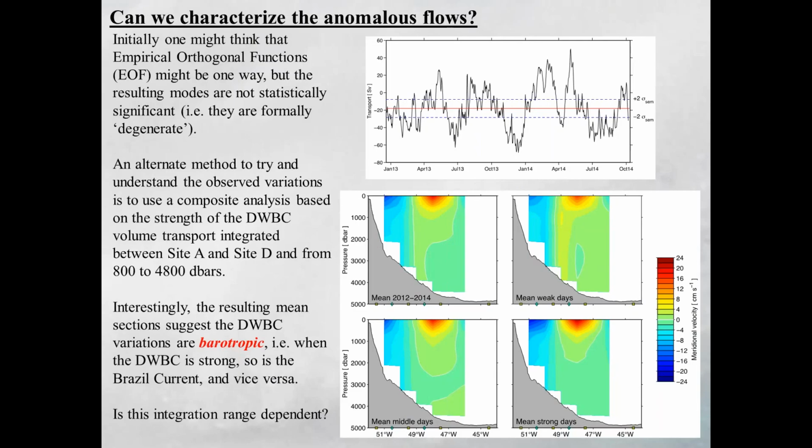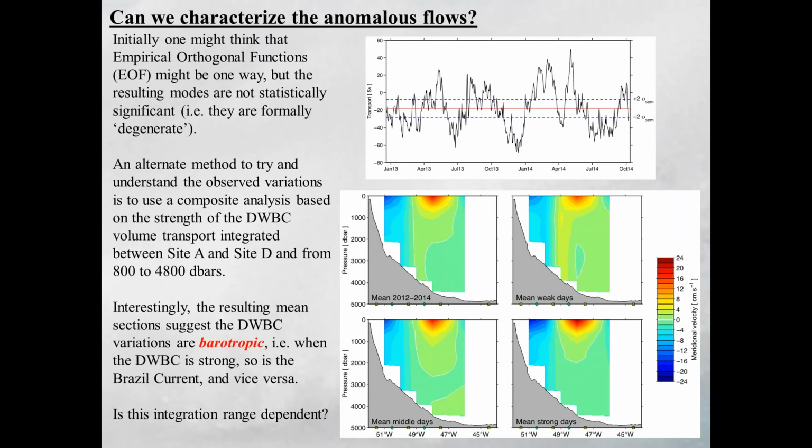Trying to rush along here because I'm going too slow. So can we characterize the anomalous flows? Can we get some idea of what's causing these variations in transport? Well, we try EOFs and they are not statistically significantly different from one another. Basically, that means that that's not going to help us. EOF, for those of you who are not familiar, is something called an empirical orthogonal function. It's a way to try and look for correlated variability in modes, and it doesn't work.